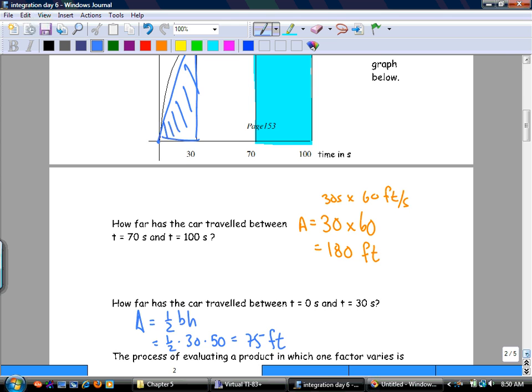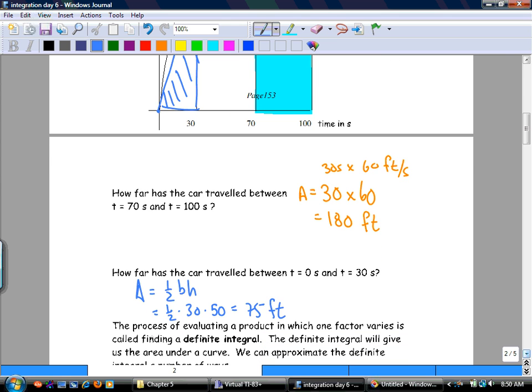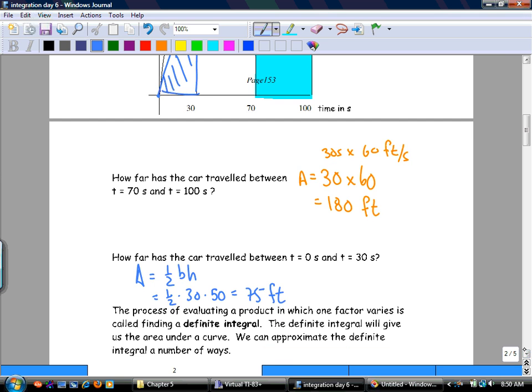So the process of evaluating a product in which one factor varies is called a definite integral. The definite integral will give us the area under the curve. What we're actually doing, and I'm playing way far ahead, but the way we would write this at the end of chapter 5 is to do this.